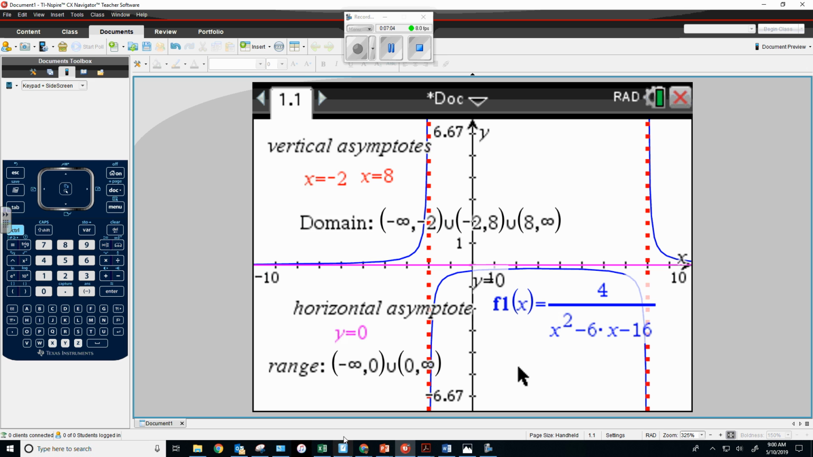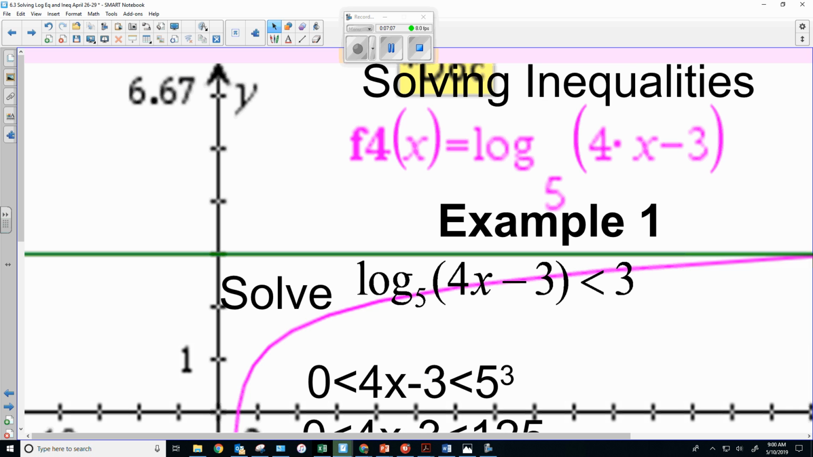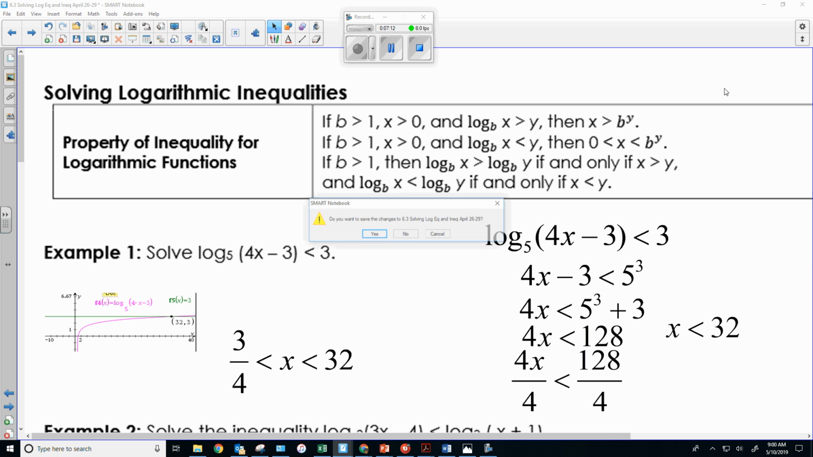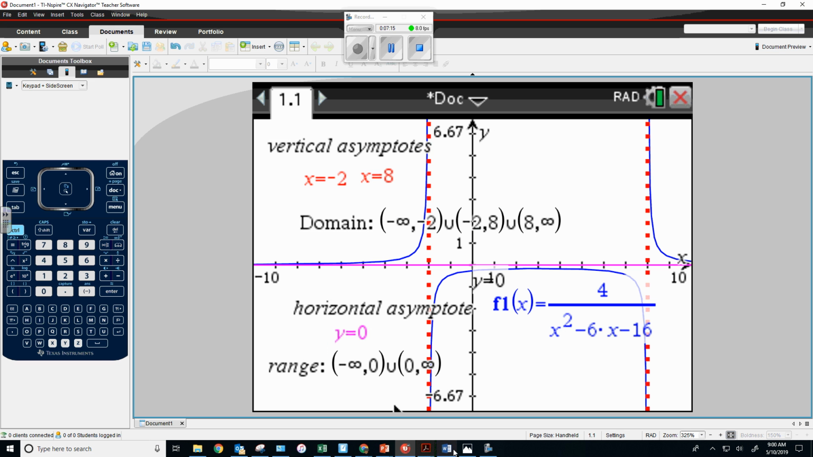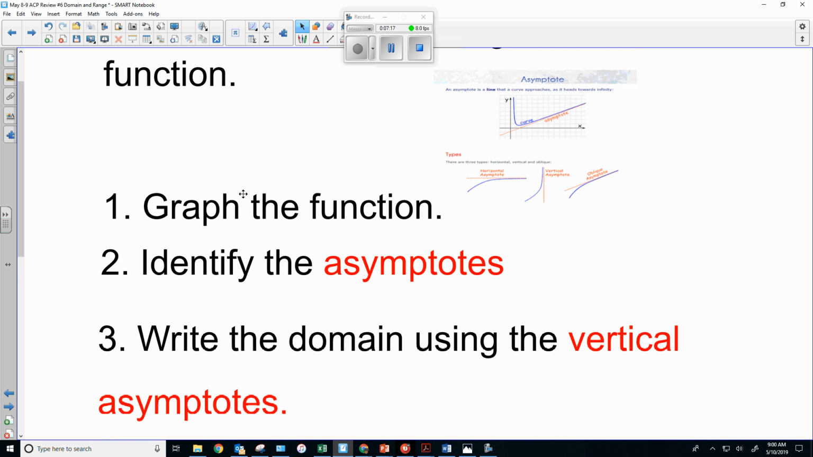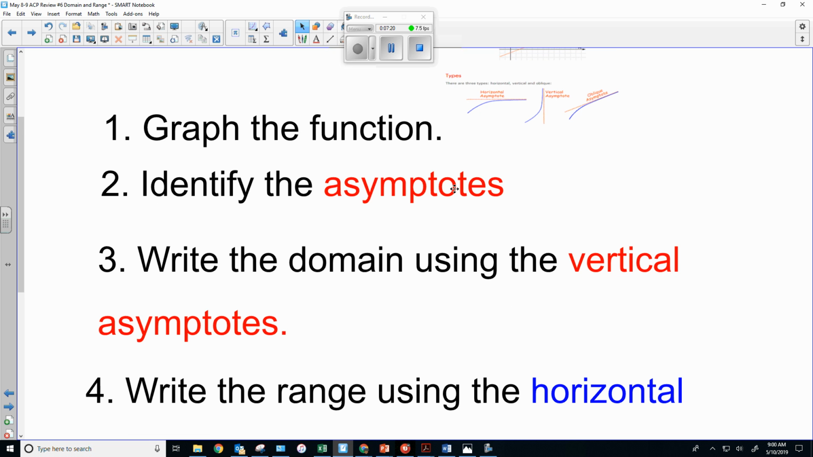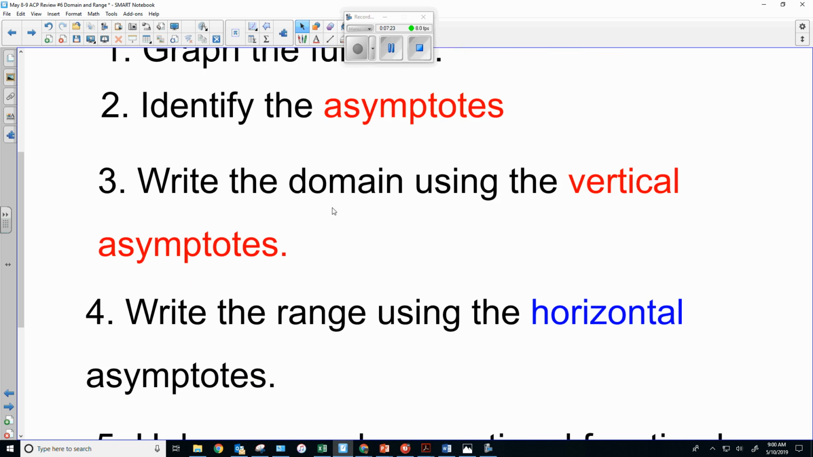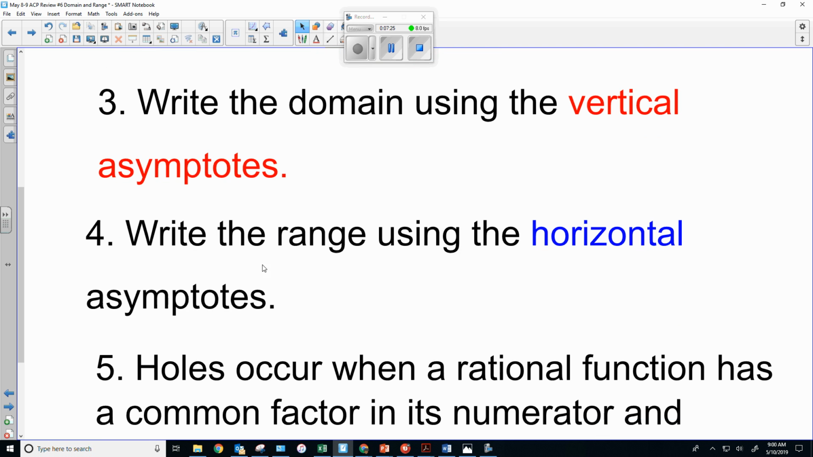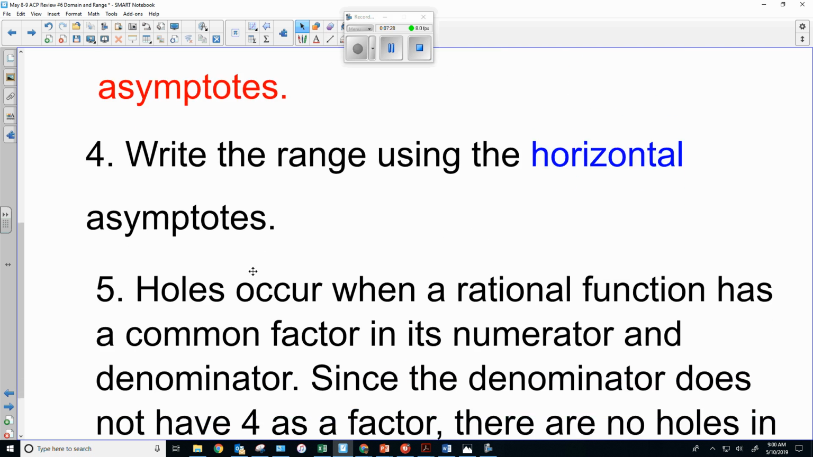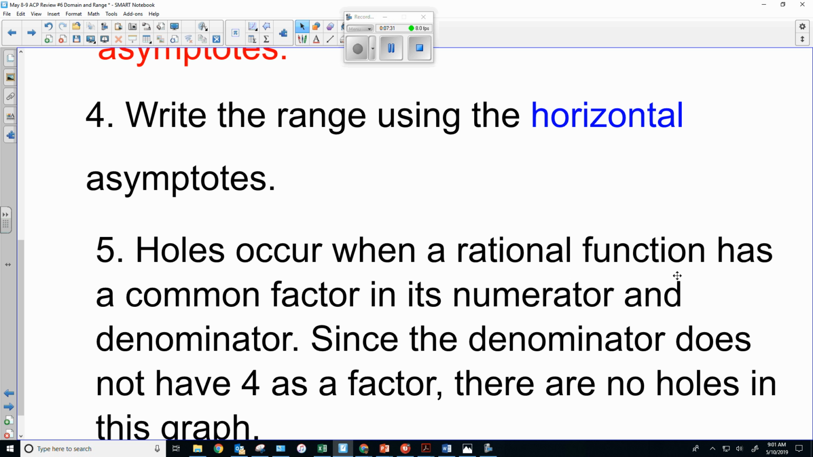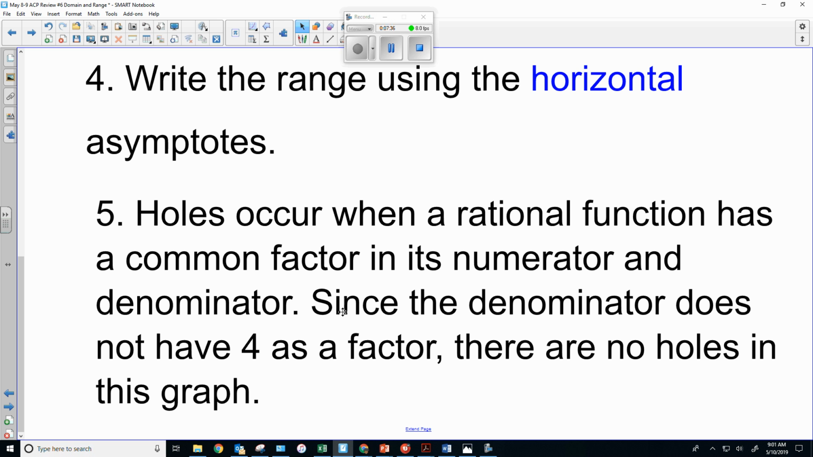Also, this would be a reminder of a few things. We graphed the function, we identified the asymptotes. We wrote the domain using the vertical asymptotes, and we wrote the range using the horizontal asymptotes. Holes occur when a rational function has a common factor in its numerator and denominator. Since the denominator does not have 4 as a factor, there are no holes in this graph.